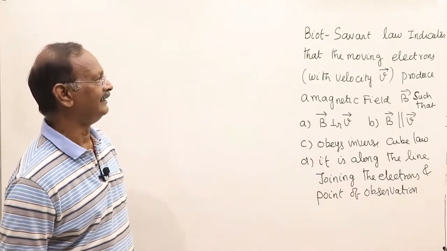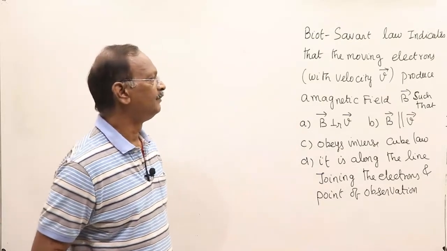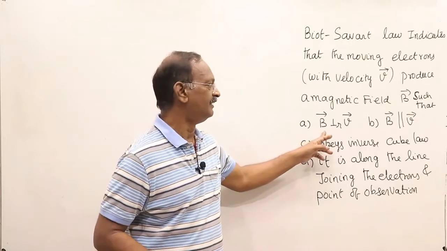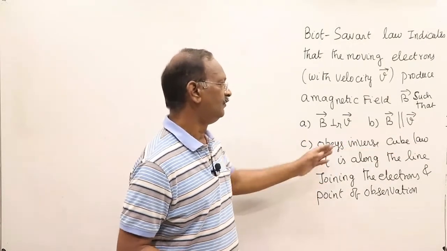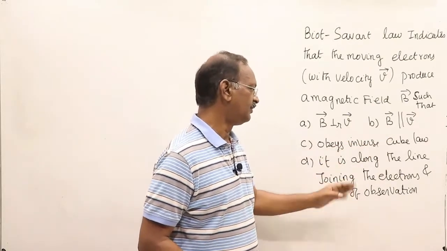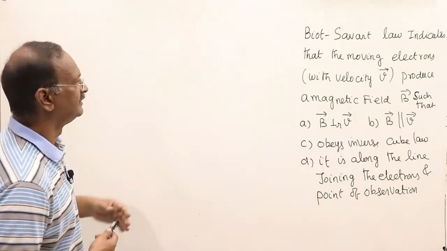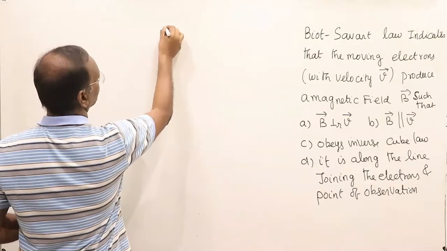The Biot-Savart law indicates that moving electrons with a velocity v produce a magnetic field B such that: the magnetic field is perpendicular to v, the magnetic field is parallel to v, it obeys the inverse cube law, or it is along the line joining the electrons and the point of observation. See the Biot-Savart law in vector form.